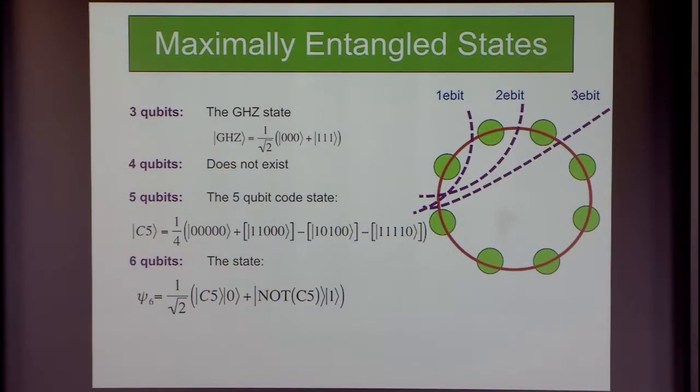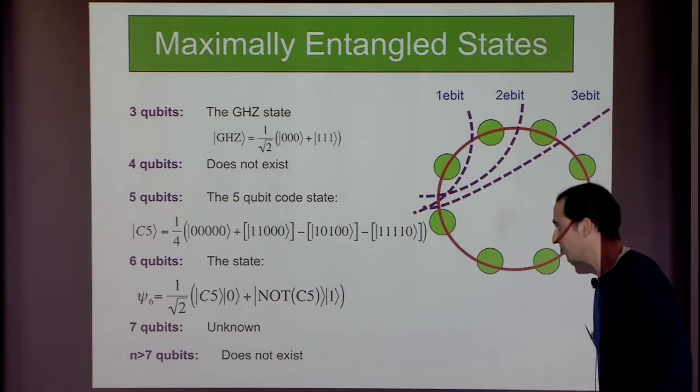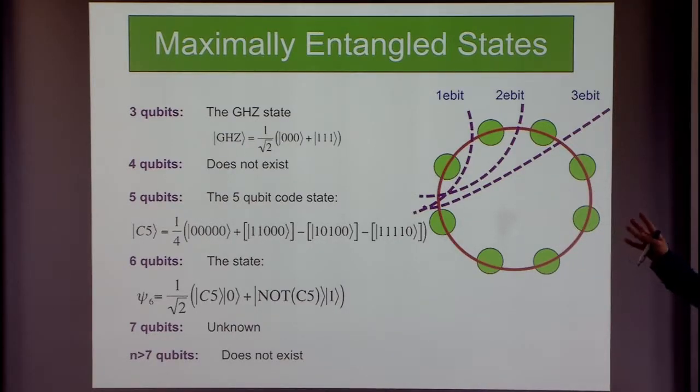Okay, so as I said, 6 qubits. In 7 qubits, we don't know. The answer is that we don't know if such a state exists. And Eric Rains showed that for more than 7, it does not exist. So this is just to give us a picture of what's going on in terms of maximally entangled states.